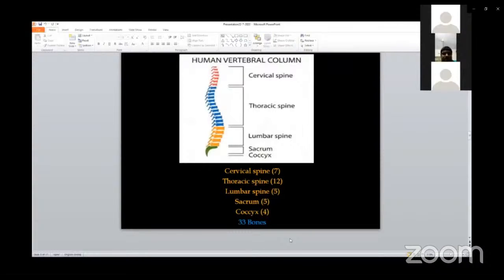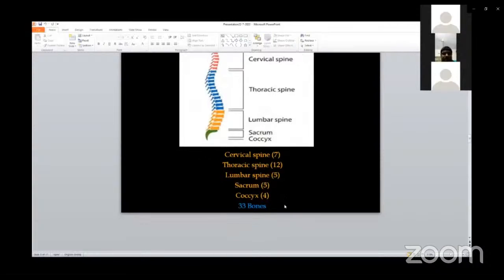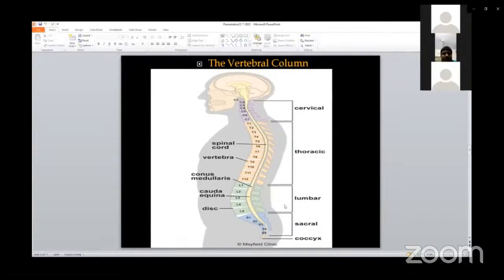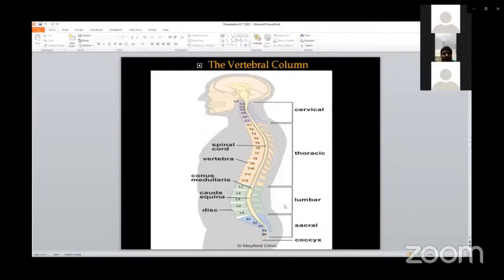Okay, next one is the skeletal system. There are two divisions in the skeletal system. The first one is the axial skeleton. The skull is an example for that. The next one is the appendicular skeleton, that is your femur bone.